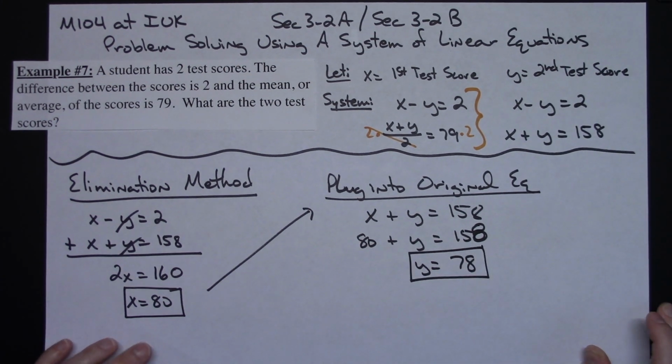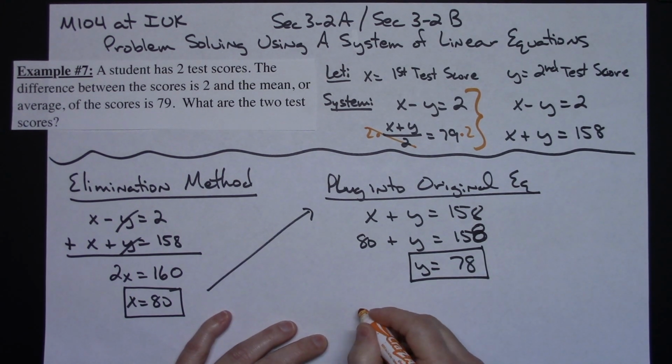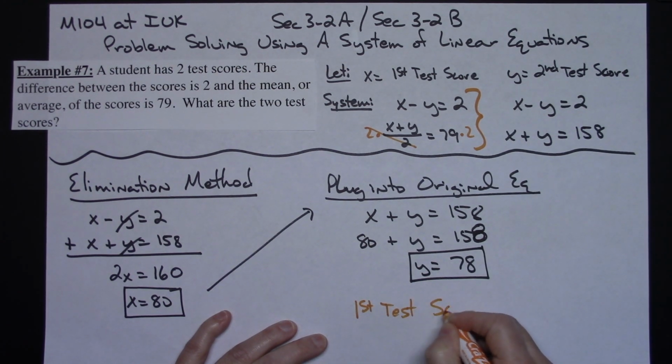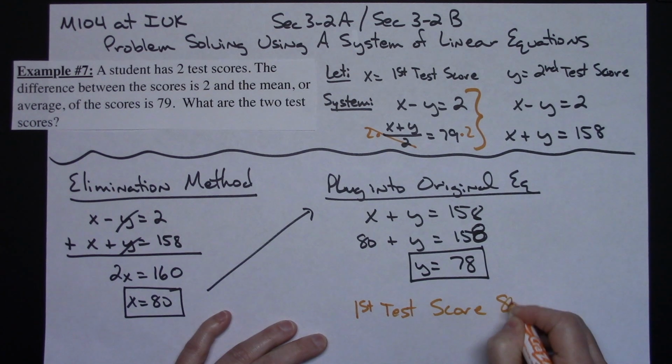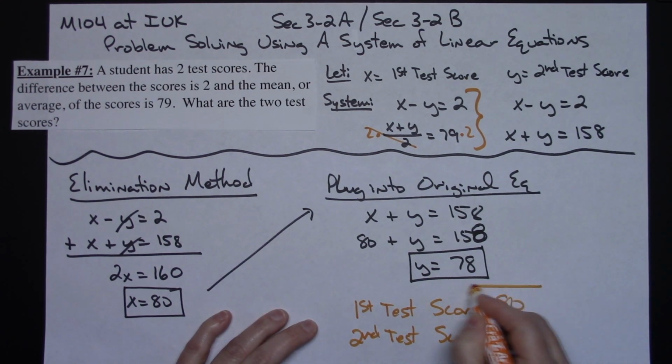Okay, so I've got my two scores here, and at this point we're done, and that was a lot faster than doing substitution, although you could have done substitution. Alright, so let's summarize what we've got here. Our first test score is going to be 80, and our second test score is going to be 78.